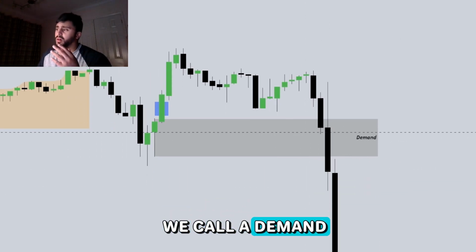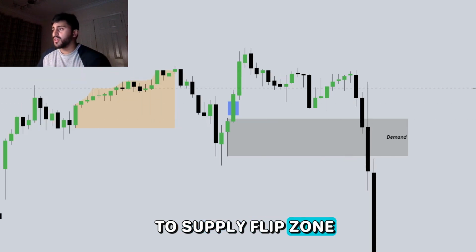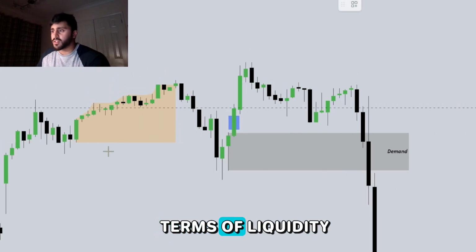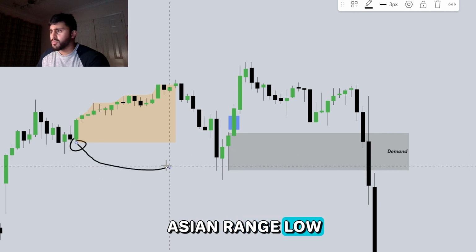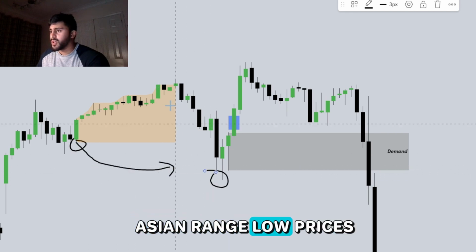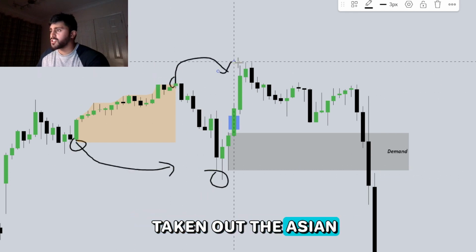This is what we call a demand to supply flip zone. So just to break this down in terms of liquidity, we have the Asian range low. Price has taken out the Asian range low, price has now come up and taken out the Asian range high.